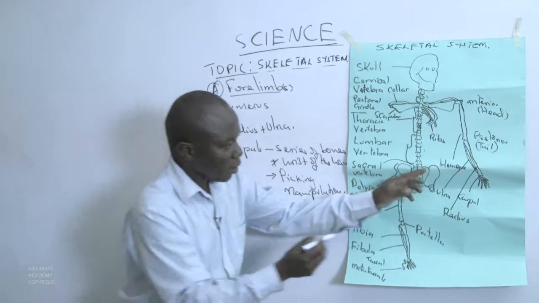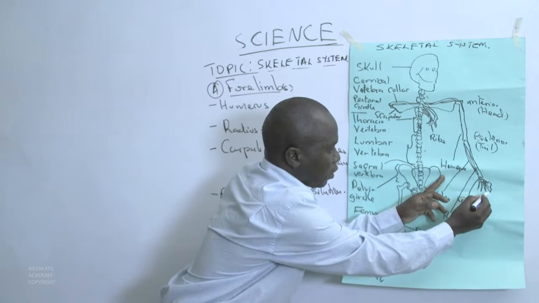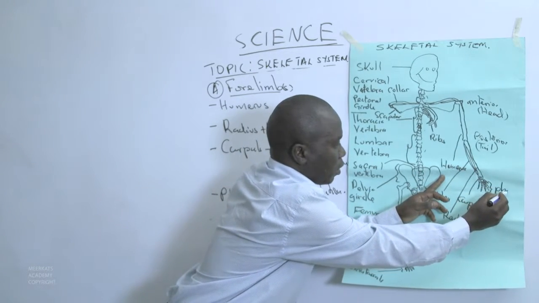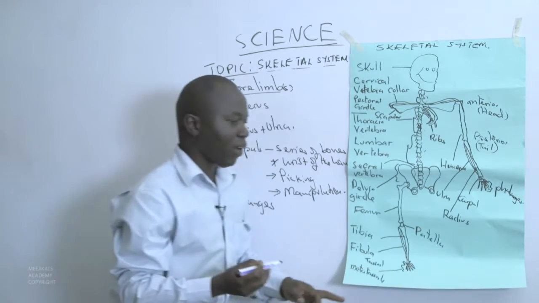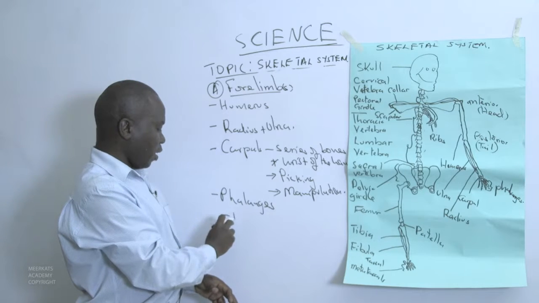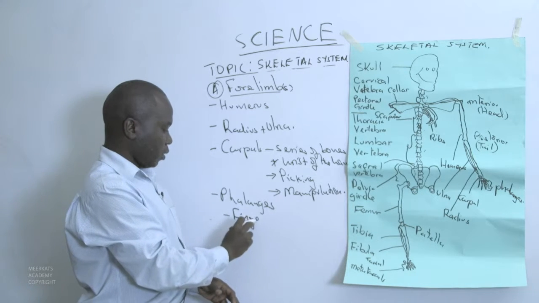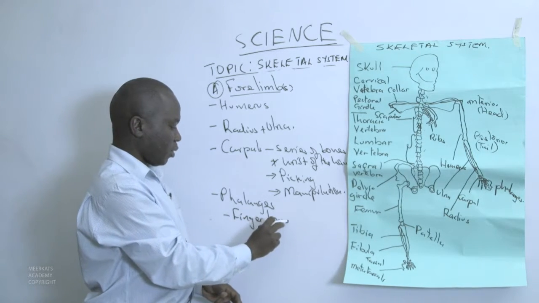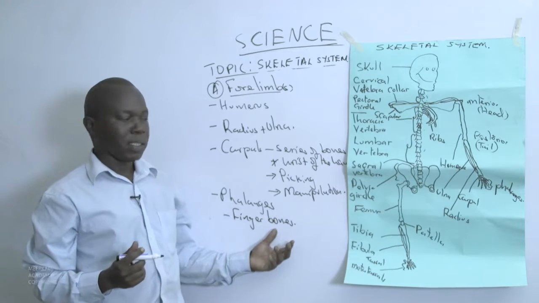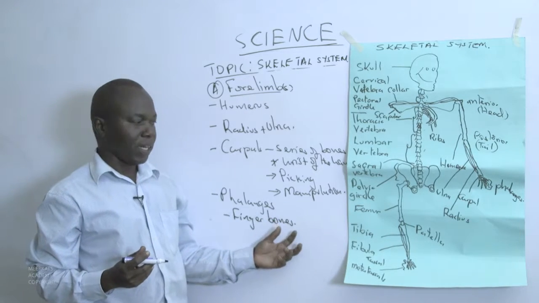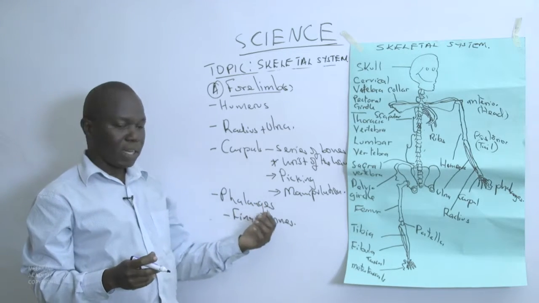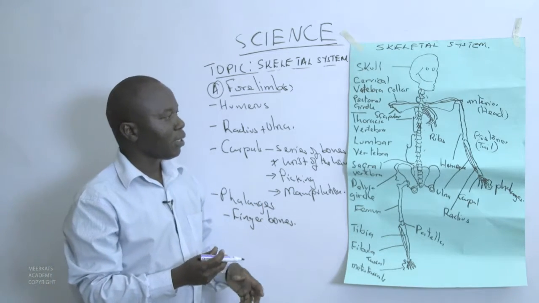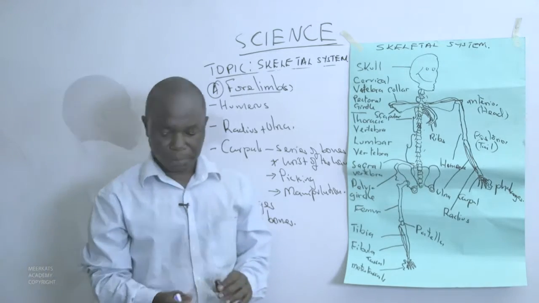And then down we have the phalanges. Phalanges are also called the finger bones. They are the bones that make the fingers. So we shall have some few muscles around the phalanges, and then the hand is complete.